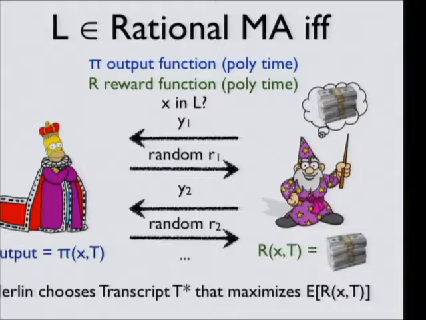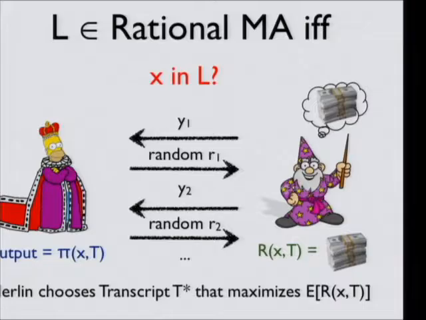Now, that's what Merlin gets. He gets money out of this. Arthur better get something from this interaction as well. And remember, all that he wants is to know whether x is in the language or not. So it better be that if Merlin is maximizing his money, that Arthur learns something about the language from the transcript that maximizes Merlin's money. So if Merlin says T star, then Arthur's output on transcript T star better tell him whether x is in the language or not. So that's an informal definition. When I get to the proofs, I will give a formal definition of what this complexity class is.